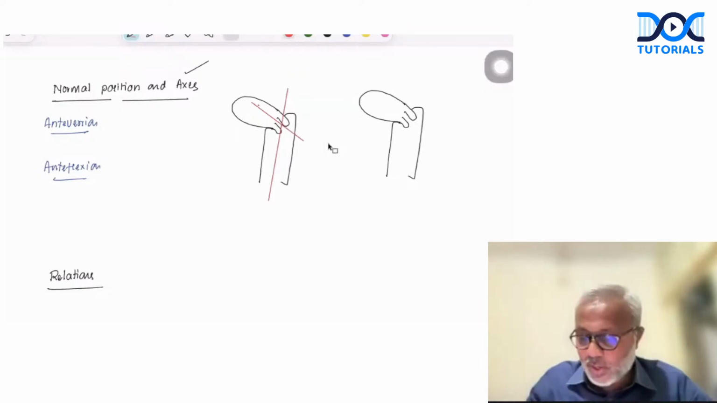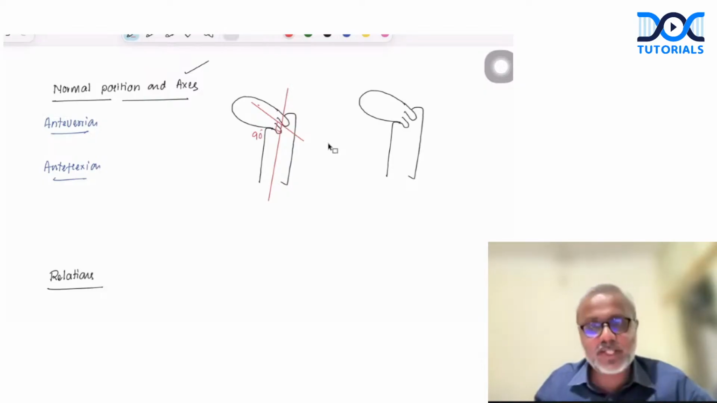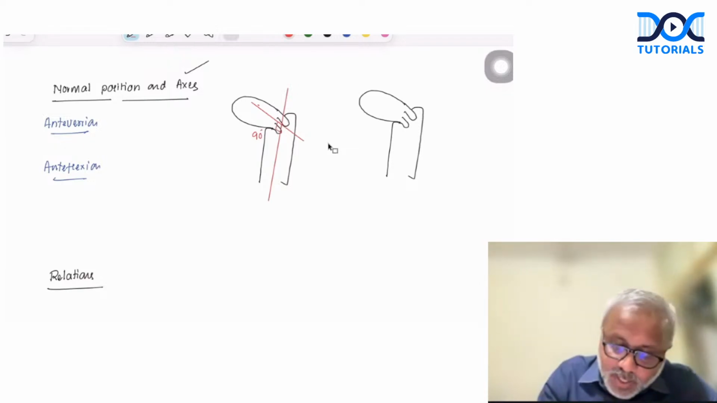Right? So, the angle of the long axis of the vagina with the long axis of the cervix, which is normally about 90 degrees. This is what we call anteversion. So remember, whenever you use the term V, remember it as vagina. We will come back to this.